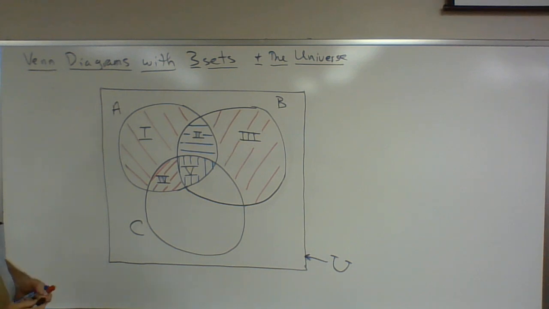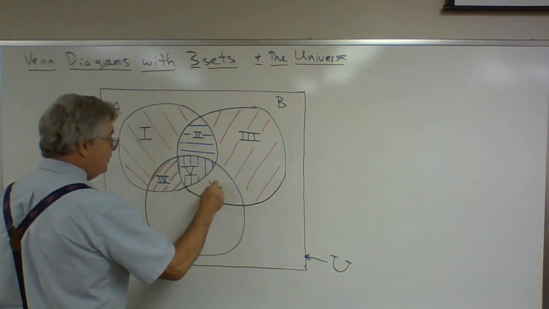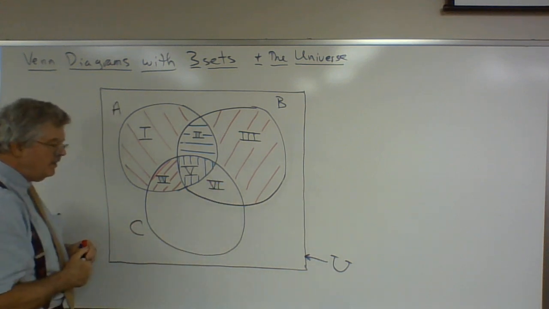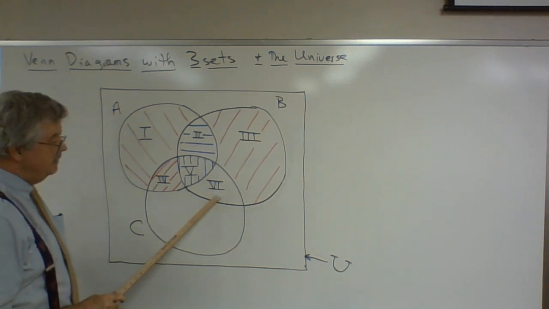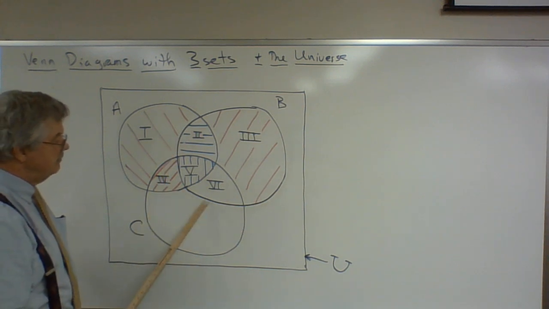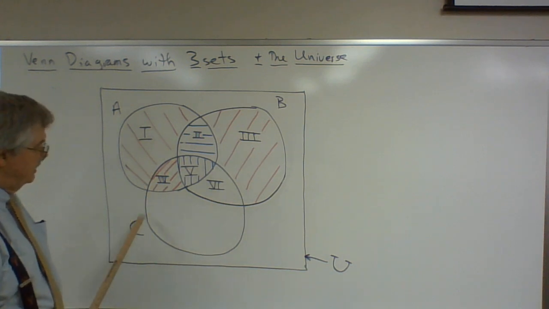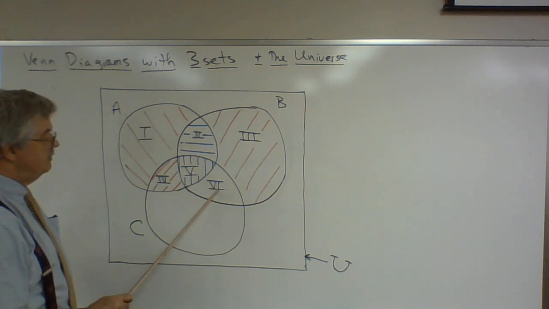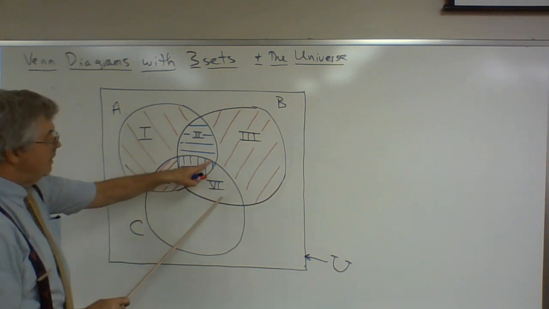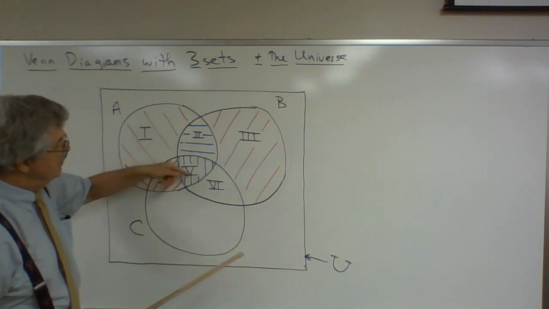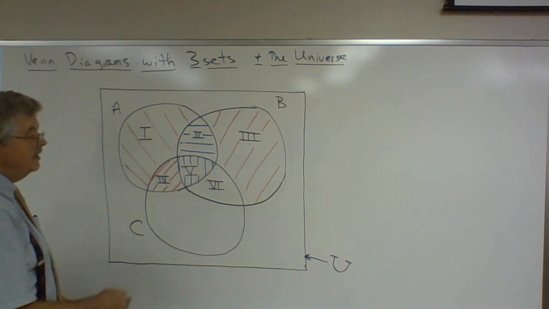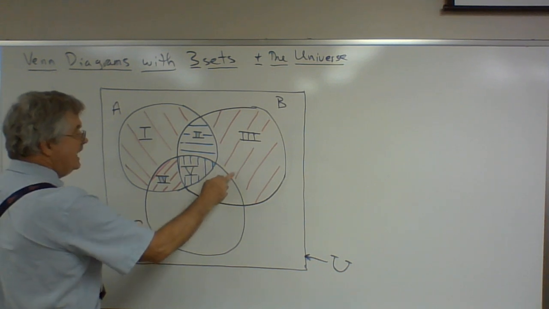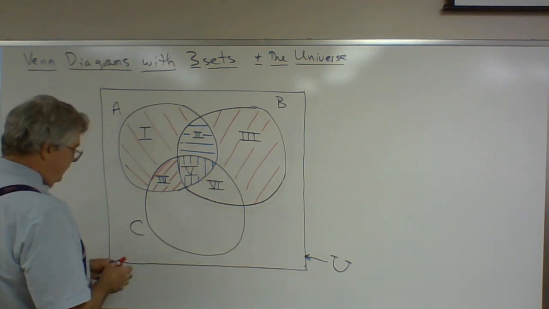And continuing to move from left to right, this will be our region 6. What can we say about region 6? If an element's in region 6, then it's in set B. If an element is in region 6, it's in set C. But notice that it's outside of set A. So region 6 is the set of all elements that are in set B and set C, but they're not in set A.